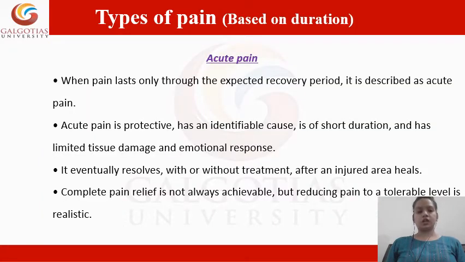So, acute pain. When pain lasts only through the expected recovery period, it is described as acute pain. Acute pain is protective, has an identifiable cause, is of short duration, and has limited tissue damage and emotional response. It eventually resolves with or without treatment after an injured area heals. Complete pain relief is not always achievable, but reducing pain to a tolerable level is realistic.